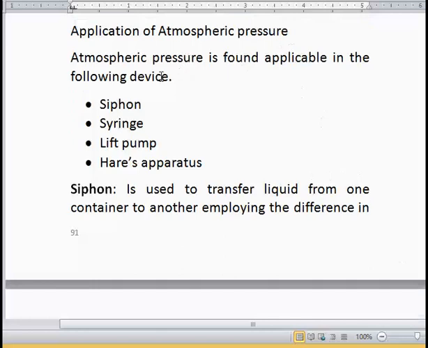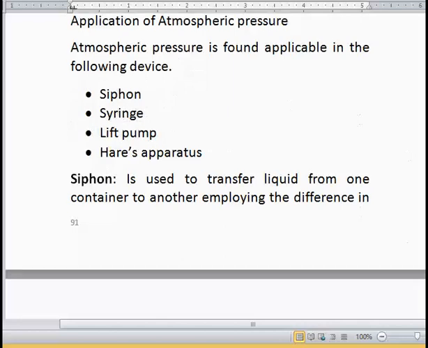All right, so now we are going to be looking at the application of this atmospheric pressure. Where is it actually applied? Now, atmospheric pressure is found applicable in the following devices: a siphon. Now, you must have used a siphon before. A siphon is a device that is used to transfer liquid from one part to another at two different altitudes. For example, you want to suck fuel from a car into a container, right? You use a pipe to create a siphon. Right, we have the syringe. Of course, you must have used this one before. Lift pump, Hess apparatus. So we discuss them one after the other.